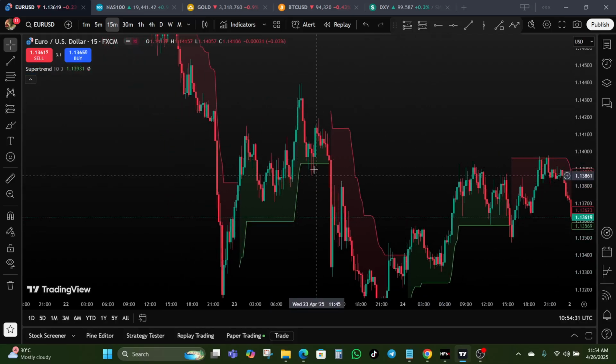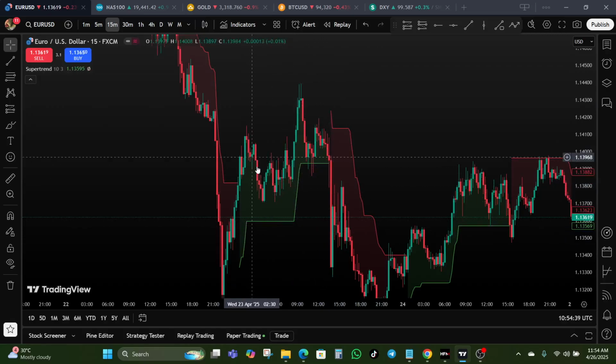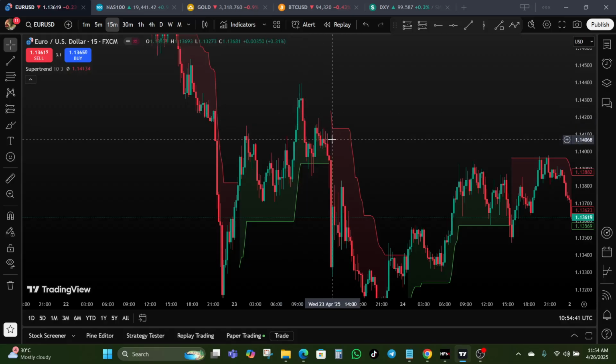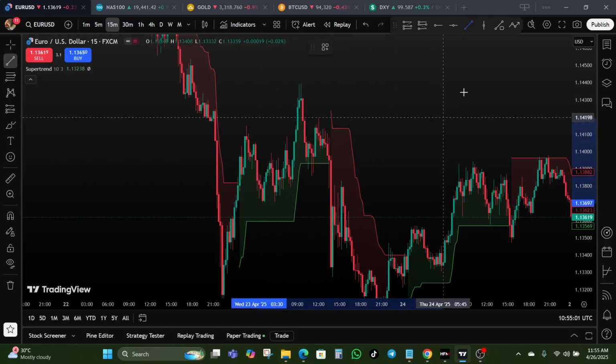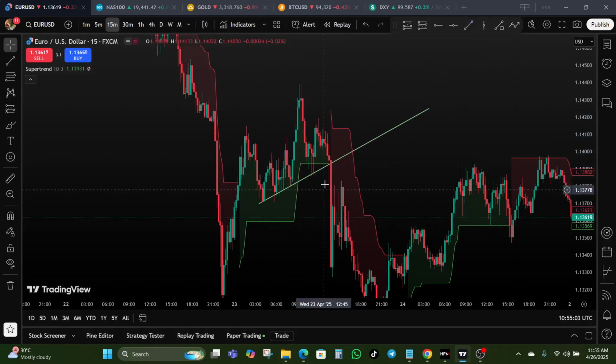Basically, when the super trend line is green and you have price trading above the super trend line, you watch out for price action. When it finally breaks out below the green line, that could be a good opportunity to enter a sell trade, because that is a breakout, right? You can see even a trend line supports the fact that a breakout occurred.